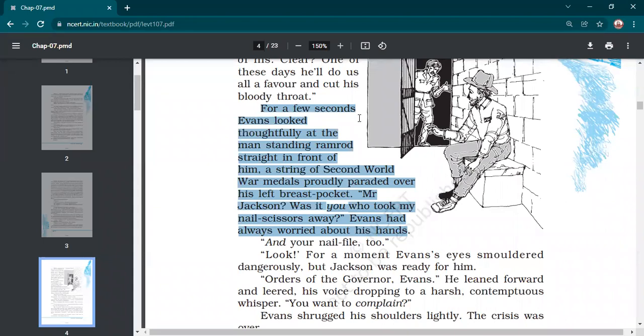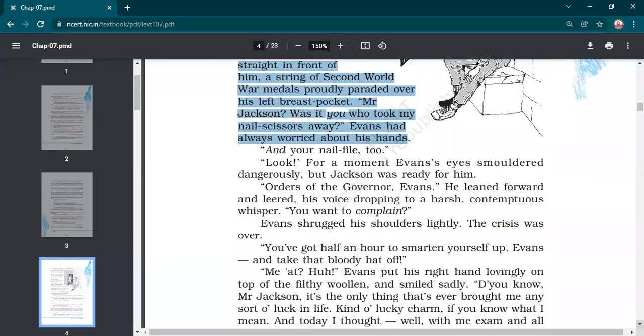For a few seconds, Evans thought, this is the man. Jackson has taken my nail cutter and nail filer also. Accordingly, he has taken it away. So he asked, is it you who took my nail scissors? Evans had always worried about his hands. Evans was very particular about his hands. So he asked, and your nail file too. So Jackson says, yes, not only nail scissors but nail file. A filer is used for giving shape to the nail. So he has taken every pointed object.